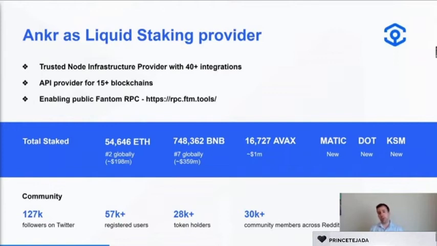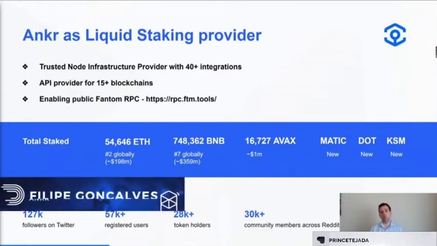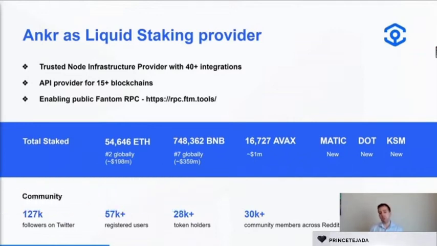So we're really excited to have announced to you exclusively the launch of the Fantom liquid staking solution planned for November. We hope that you are excited about that. We count on your support. And also feel free to use one of our API solutions or the public Fantom RPC, which is a permissionless solution that anyone can use at any time.